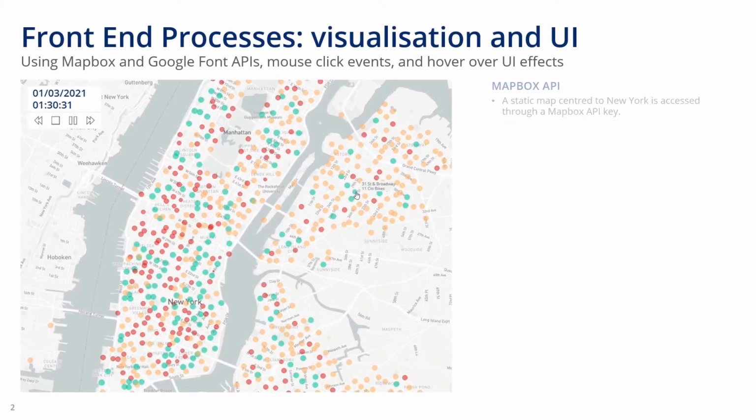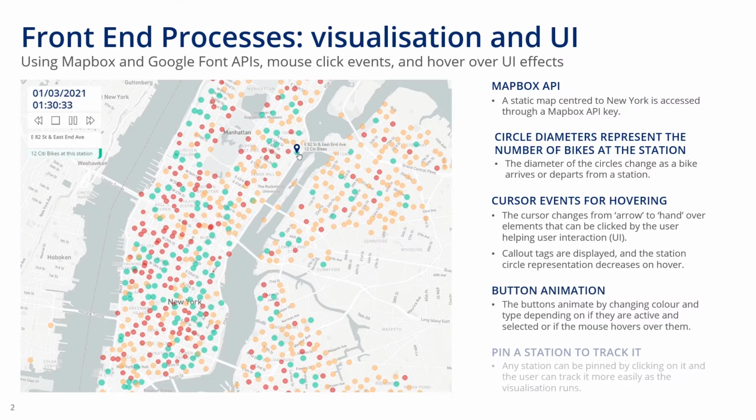A Mapbox API static map centered on New York was loaded as the base of the interactive tool. The circle diameters represent the number of bikes at the station by cross-referencing the unique station object array with the trip data object array every time draw is called. This means the stations change size when a bike leaves or arrives at the station.